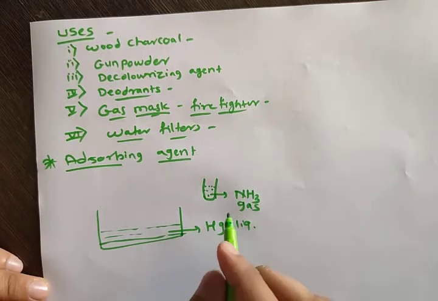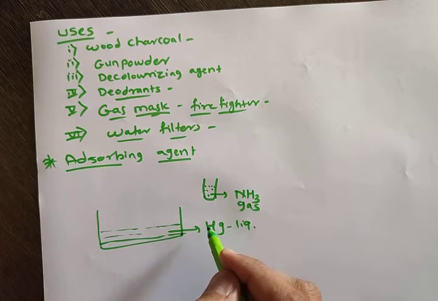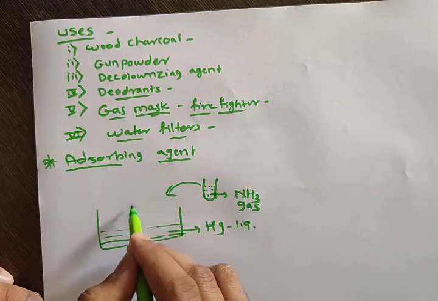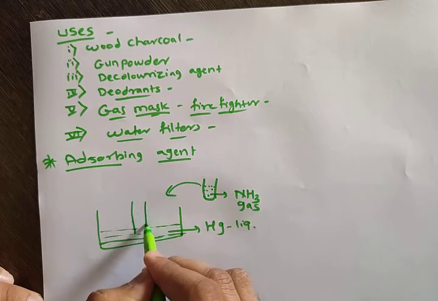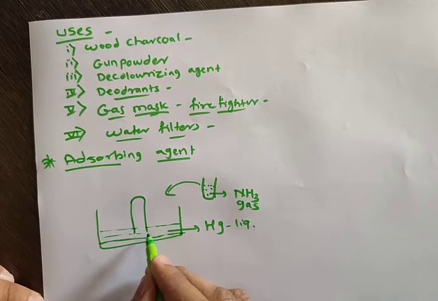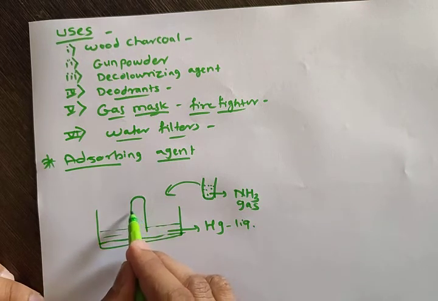Now we will take this test tube and we will keep this test tube inverted. We will keep this test tube inside this mercury bath inverted. Now in this test tube ammonia gas is also there.